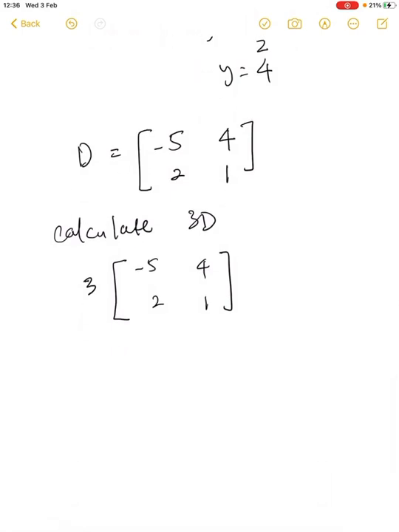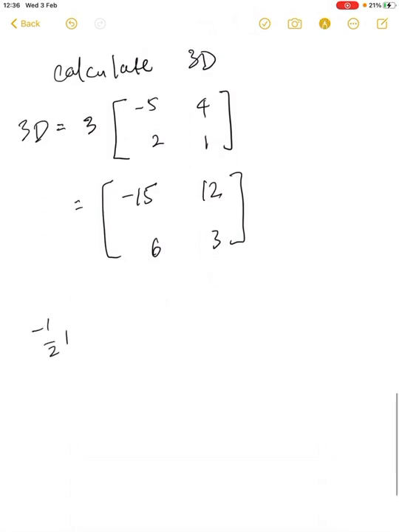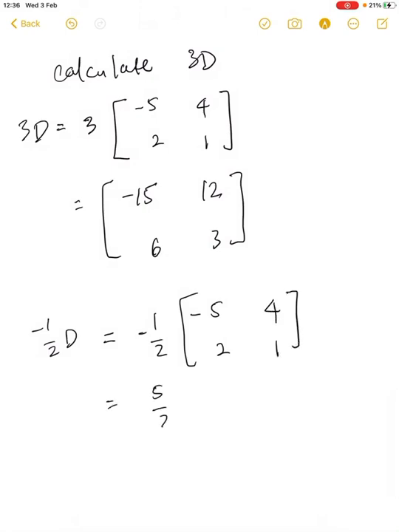So 3D, negative 15, 6, 12 and 3. So that's the answer. Simple. Okay, calculate negative 1 over 2D, negative 1 over 2 times the matrix D. So 5 over 2, negative 1, negative 2, negative 1 over 2. And don't forget the square bracket. Okay, good.